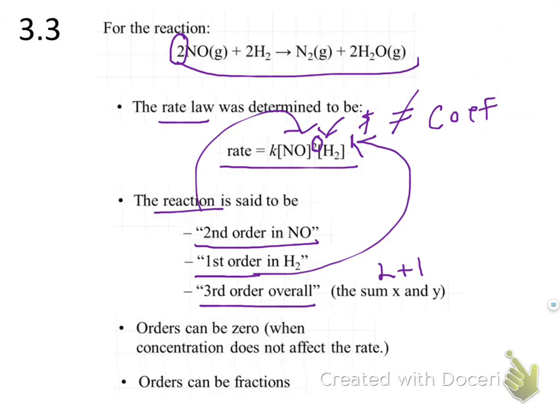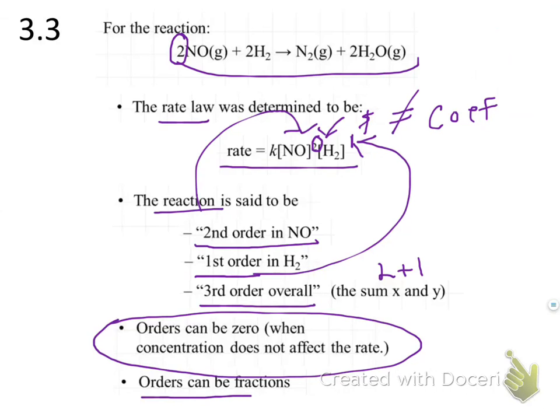Now, orders can be 0, and that does happen. We'll see it in some examples. And that occurs when the concentration has no effect on the rate. Doesn't matter how much I put in, it doesn't change the rate. Orders can also be fractions, and in fact they can even be negative.